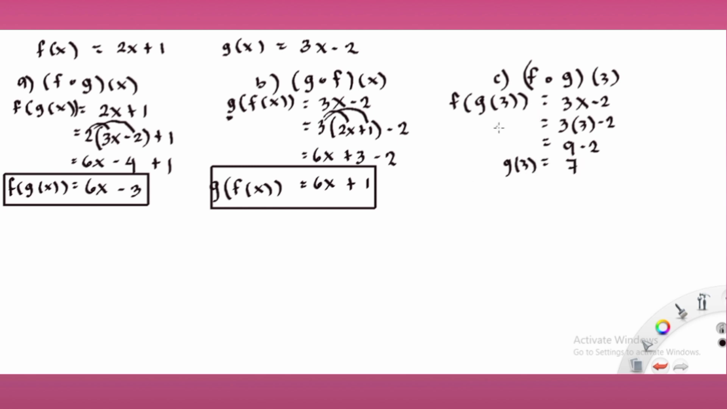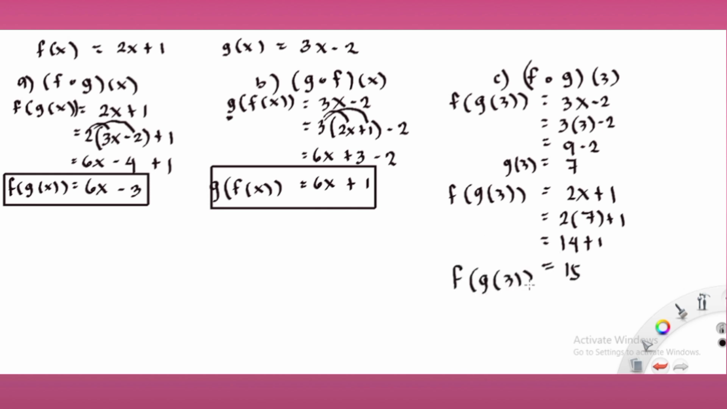Now, let's solve na for this. F of g of 3. So, this is equal to f of x. Ano bang f of x? 2x plus 1. Palitan ng x ng 7. So, we're going to have 2 times 7 plus 1. Kasi ang nakuha natin value ng g of 3 is 7. Kaya pinalitan ang x ng 7. So, this is equal now to 2 times 7, which is 14 plus 1, which is equal to 15. Therefore, f of g of 3 is equal to 15.